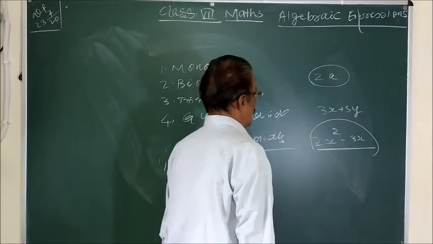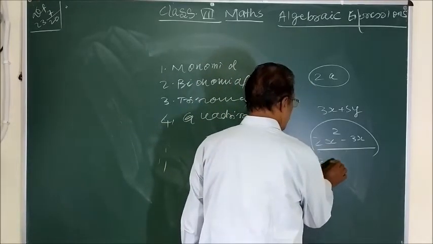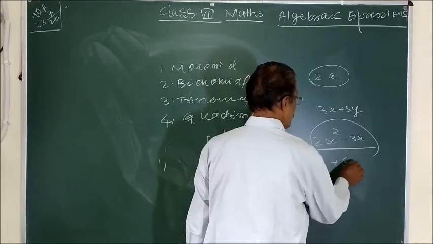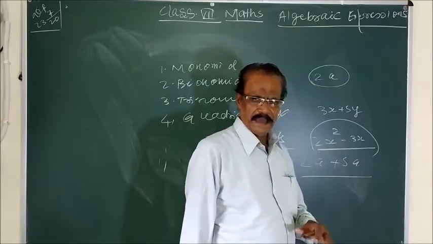That is called degree. And like terms, unlike terms, मैंने कहा कि 2a and plus 5a. These two are like terms. Like terms can be added, can be subtracted.